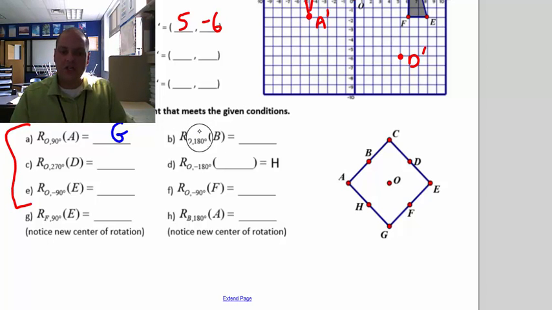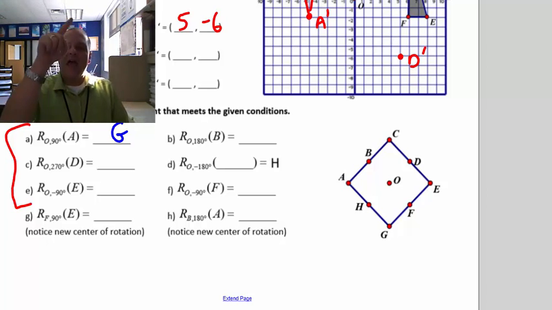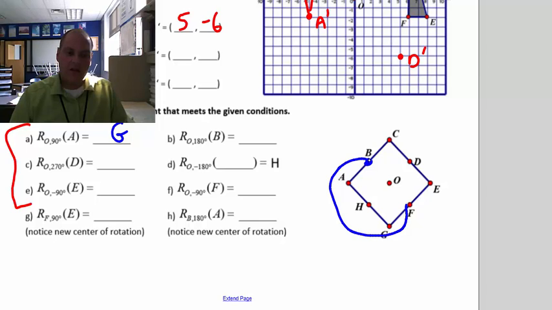Okay, so rotation of 180, point B. Rotate 180. 180 is basically just go halfway all the way around, right? Halfway around. All right, so halfway around, here's B. Halfway around is to F. So it's going to be F. Rotate 180, B becomes F. Basically, just flip over O.